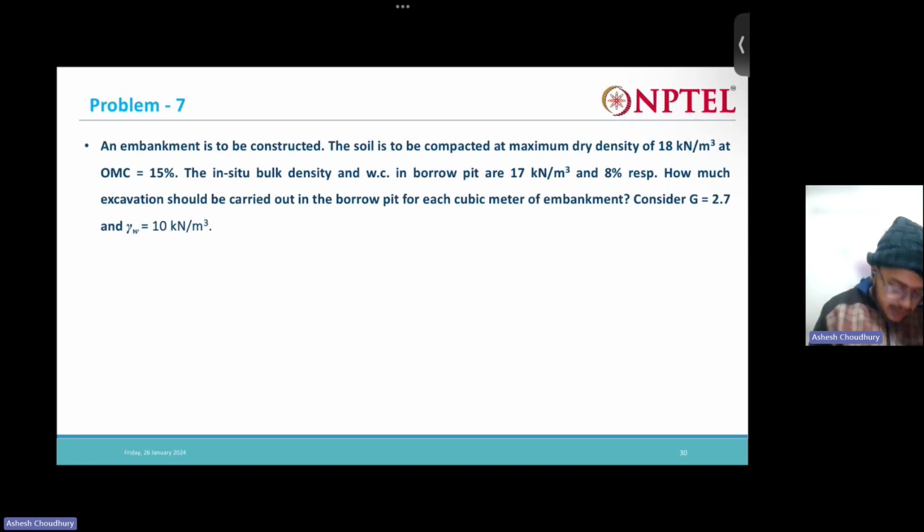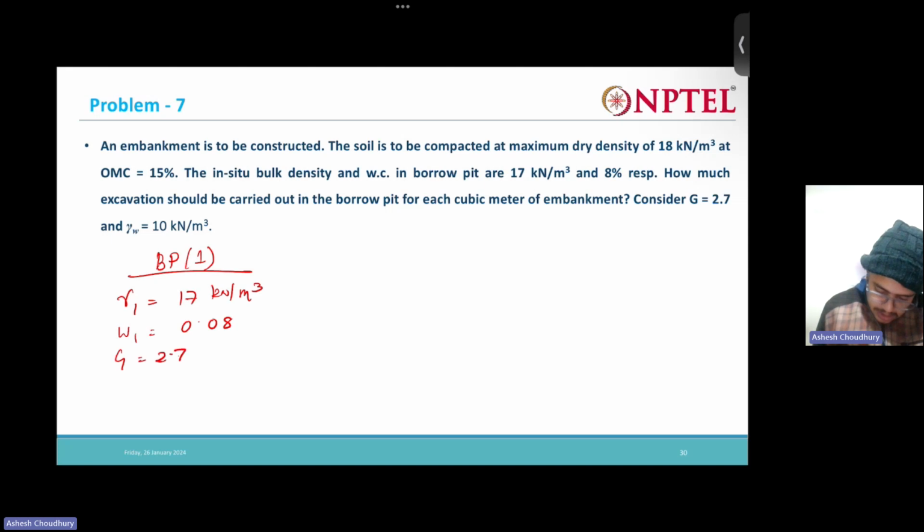So first, let us write everything whatever is given. Okay. So borrow pit, let us call it 1. So borrow pit density is 17 kilonewton per meter cube. Water content is 0.08. G is 2.7. Embankment, let us call it 2.